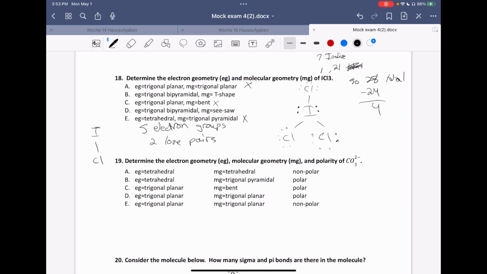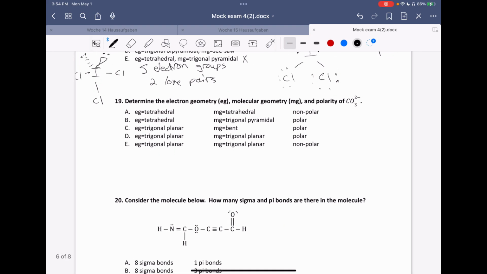We have a Cl, and then we have a Cl, and then we have a Cl, and then we have a lone pair over here, and then we have a lone pair coming out of the page. So it's kind of a poor drawing, but that's a T shape. So answer choice is B. And if there was only one lone pair, that would be seesaw.